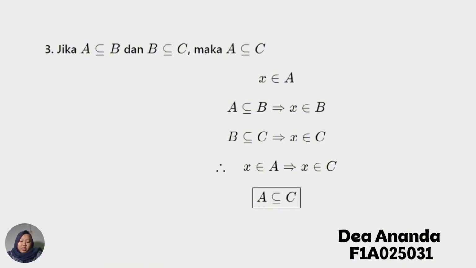Third, if A is a subset of B and B is a subset of C, then A is a subset of C. Let X be a member of A. A is a subset of B implies X is an element of B. B is a subset of C implies X is an element of C. So X is an element of A implies X is an element of C. So A is a subset of C.